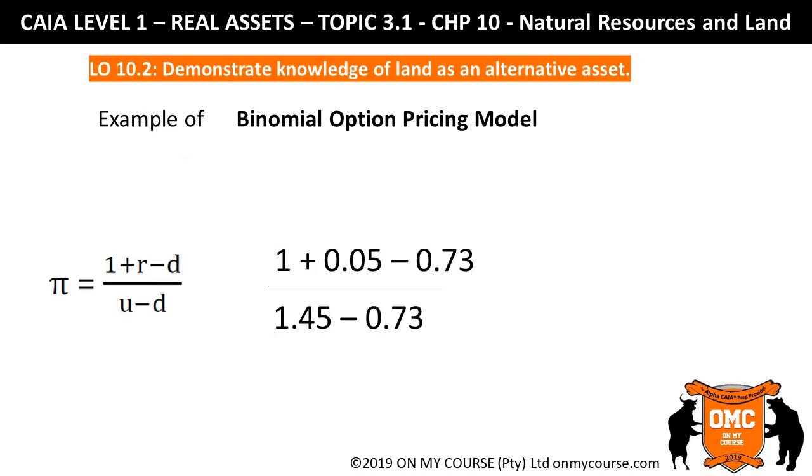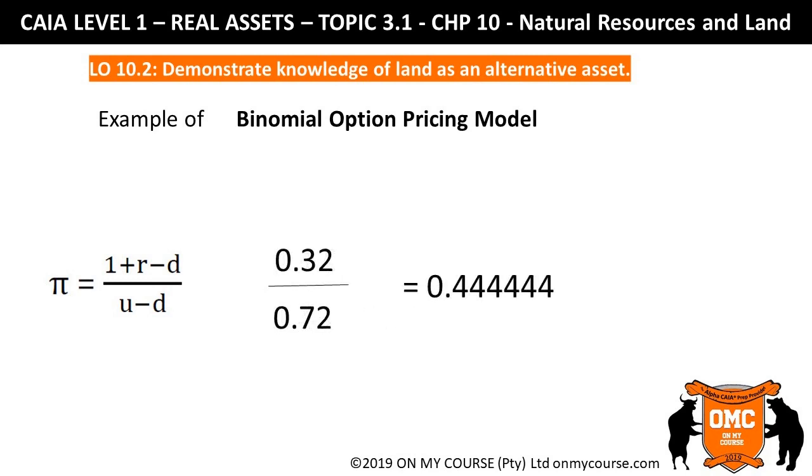So in the numerator, we add 1 to the risk-free rate, which is 5%, and then subtract the down scenario. The purpose of this equation is to get to the risk-neutral probability. Having plugged in all the numbers, that comes to 44.4% recurring. In an exam scenario, because of limited time, this is probably what you'll be required to calculate.